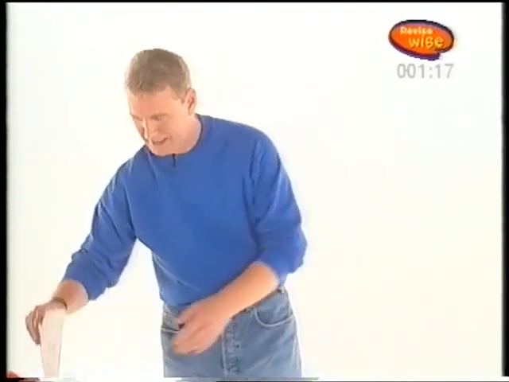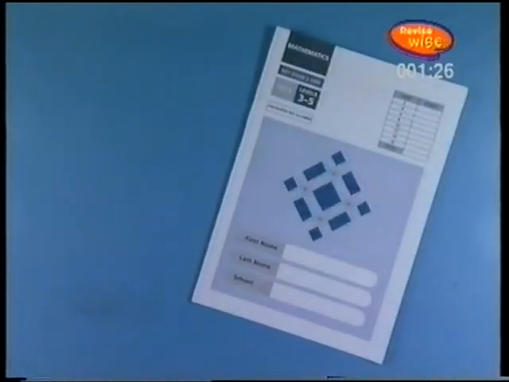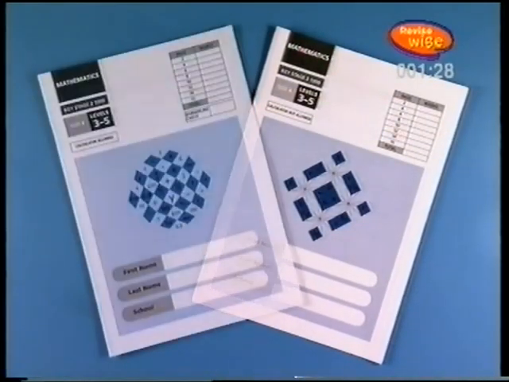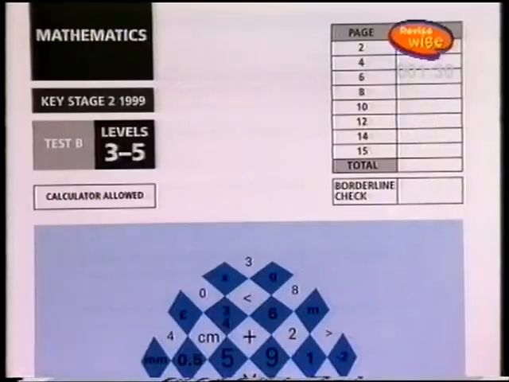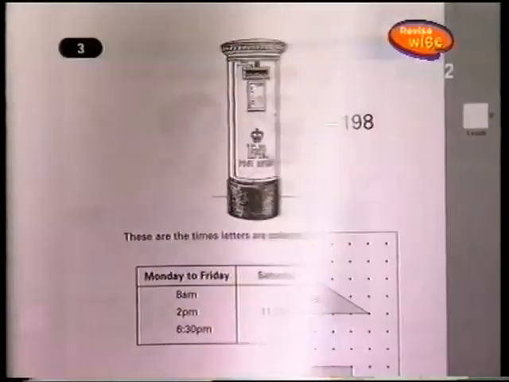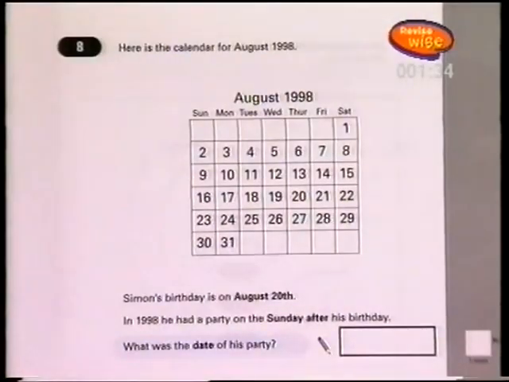Let's have a look. Aha, yes. This is just one of the 2 maths test papers that all Year 6s will be doing in May. And there's a paper A and a paper B, and in each paper there'll be questions about all the maths that you've learnt at school.